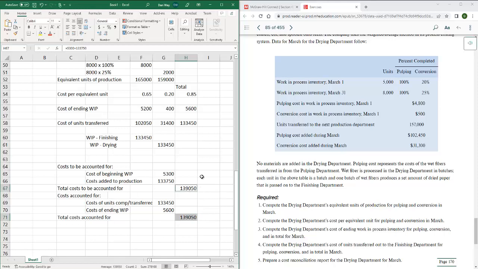So my total costs accounted for become the sum of those two buckets, $133,450 plus $5,600, and assuming we've pulled the numbers down correctly here, this should total $139,050. Again, the sole purpose of that cost reconciliation report is to reconcile all the costs that have been moving about through this process. Top part, where'd they come from? Beginning work in process plus what we added. Bottom part, where did they go? Some were associated with the units completed and transferred. Some still sitting there in that ending work in process.